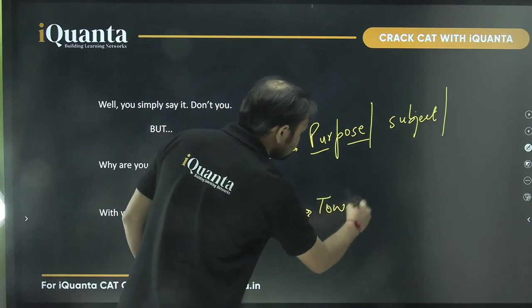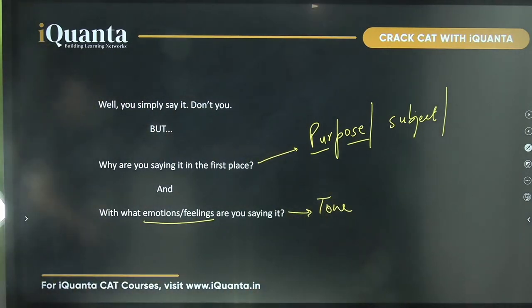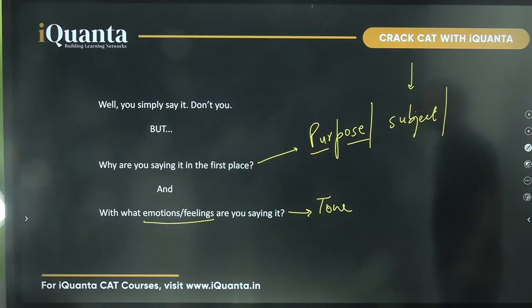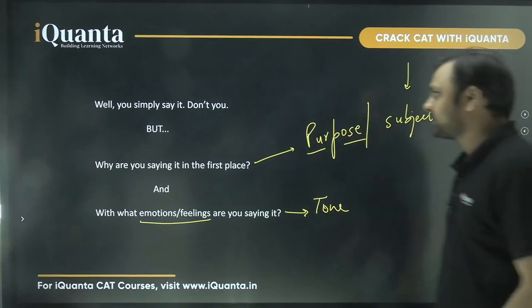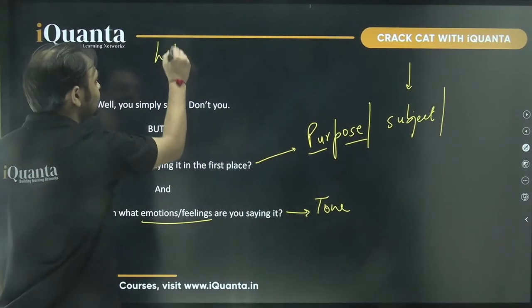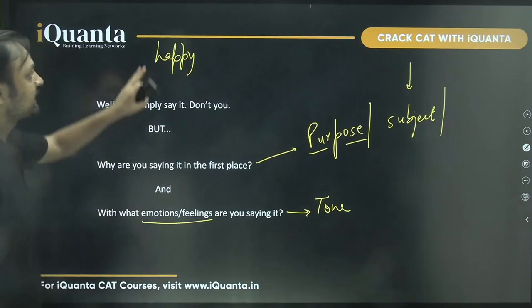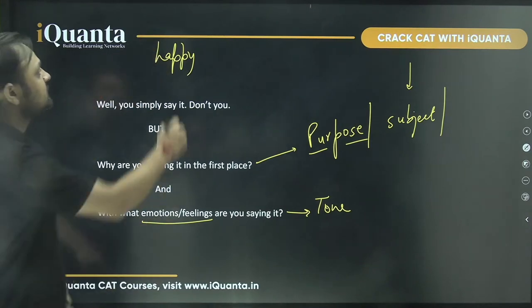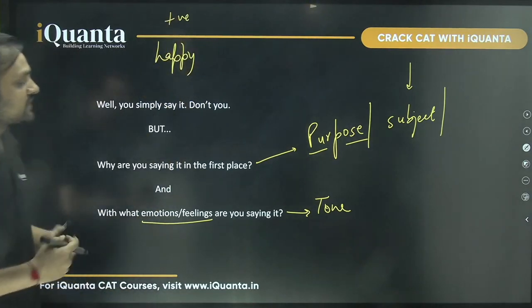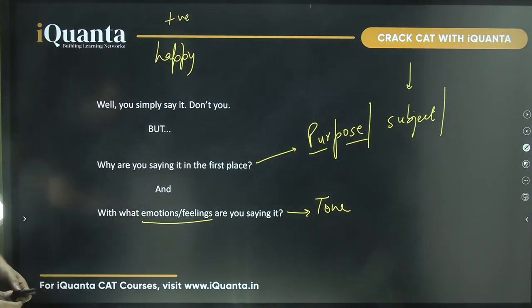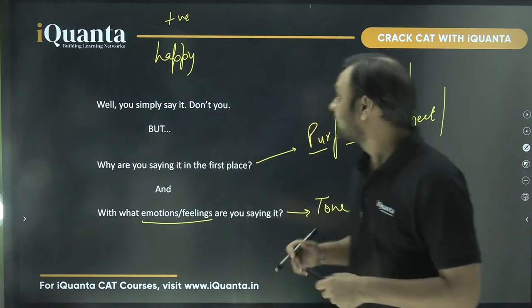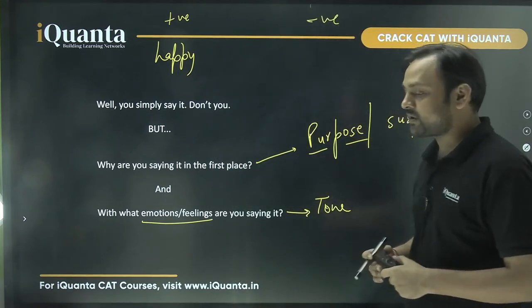Once you understand the subject being discussed, suppose the condition of education in India, there are only three possible ways of discussing that subject matter. Either the author will be very happy with the condition of education in India, he'll be satisfied, he'll be okay. So his tone will be positive. He has a positive attitude towards the subject matter that he is discussing. Or he might not be very happy with the condition of education in India. In that case, his tone is going to be negative. He is not happy with the subject matter.